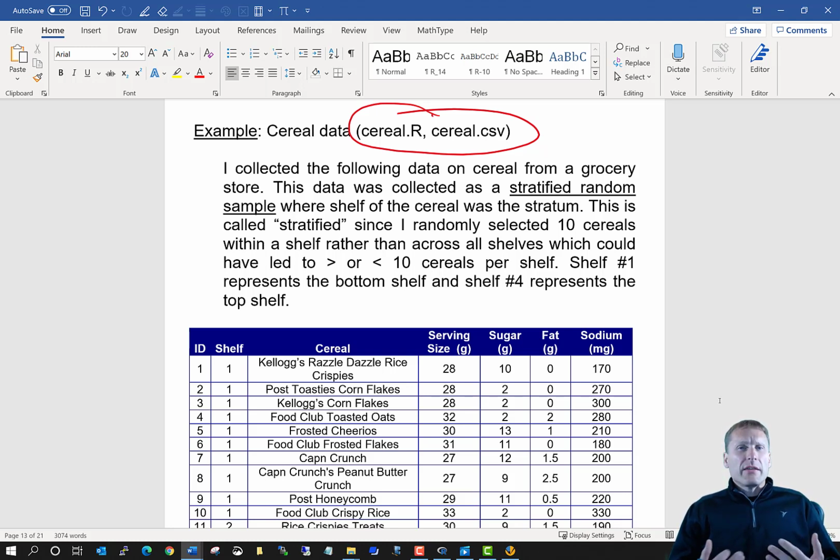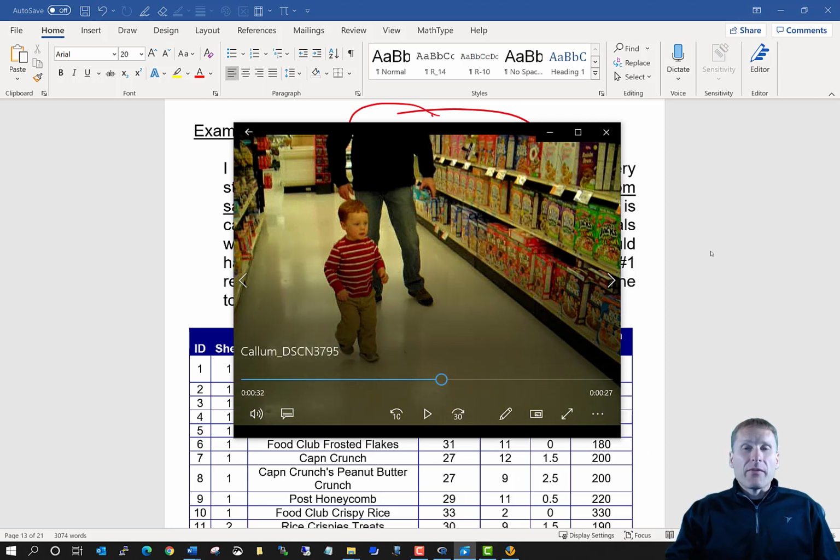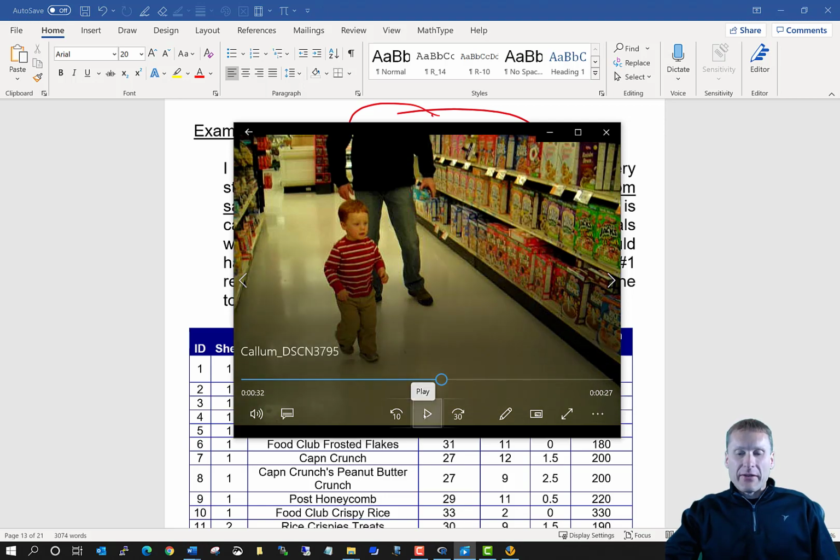And to help motivate why I was interested in that, I have a short video of my son Callum, who I turned loose in the cereal aisle one day. Callum's a little bit older now. But in this video, I think you'll get an idea of why perhaps grocery stores put certain kinds of cereals on particular shelves in a cereal aisle of a grocery store. So let's quickly take a look at it.